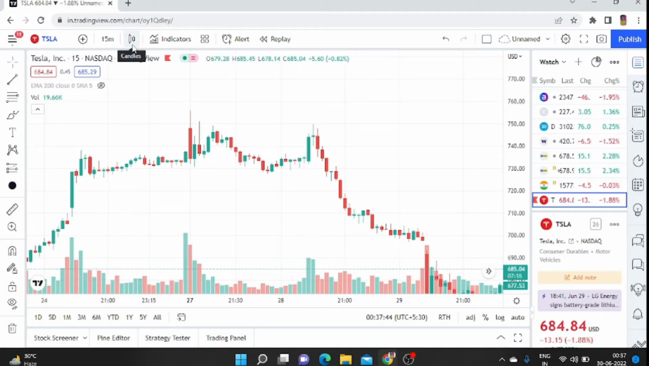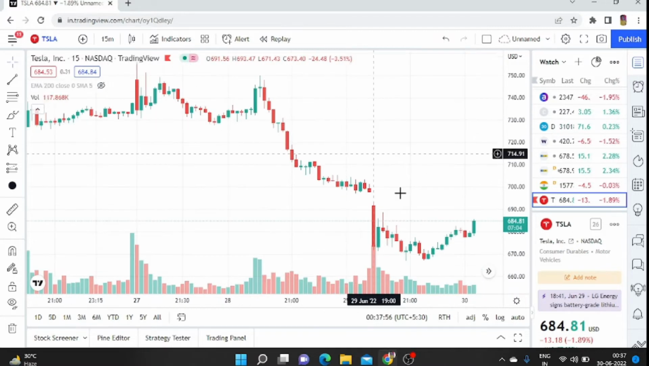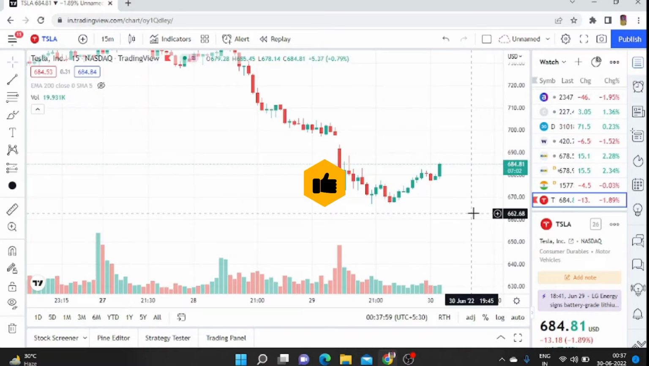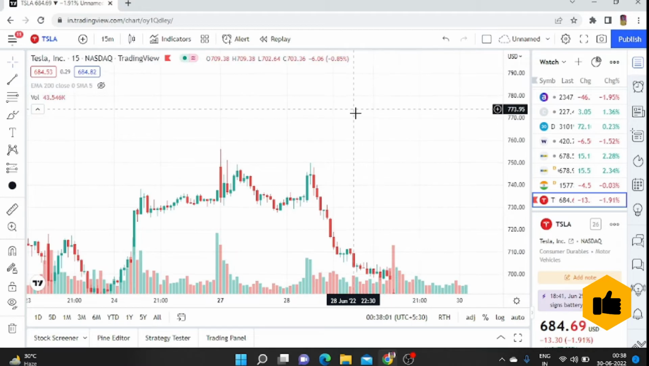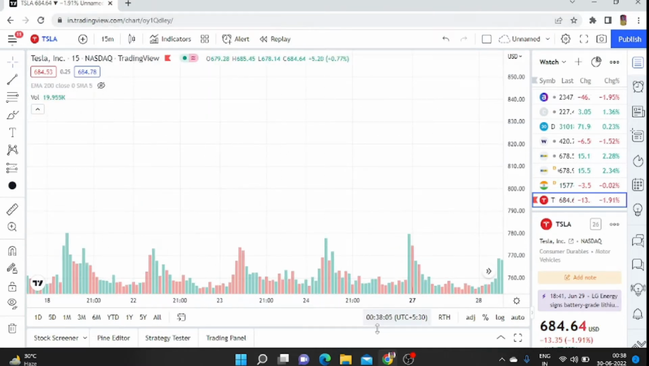This one is candle pattern, indicators, alert, replay, and this is showing Tesla's performance, how many points it is now. So this is the interface of the TradingView. Now let us talk about the tools of the TradingView that we can use while trading.